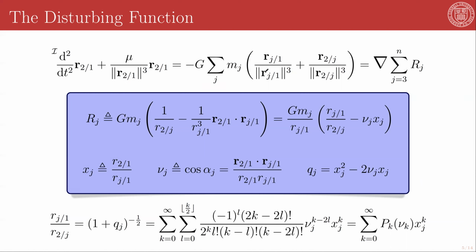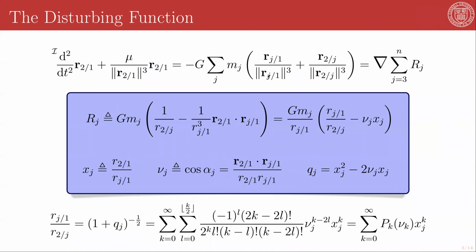Because this is a strictly conservative system, we know that we can write this as negative the gradient of a scalar potential. And we are going to absorb that negative into our potential function, which we will call R sub j. And R sub j is called the disturbing function. And this is an incredibly important quantity that we're going to return to time and again.